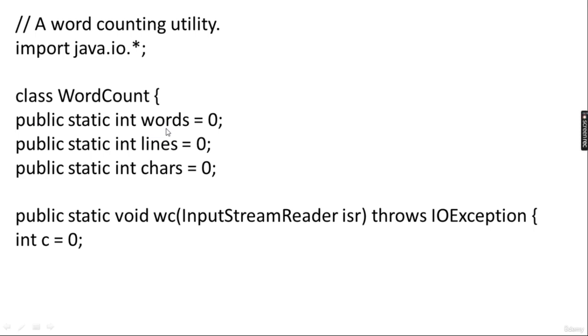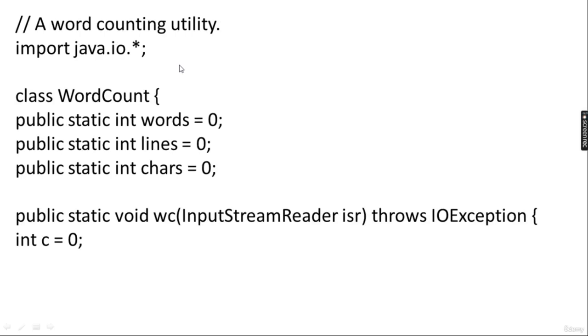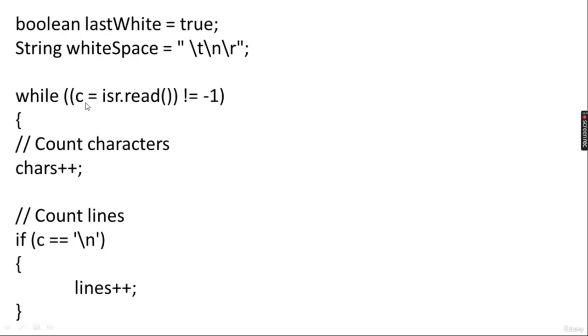Okay. So the word count example is given. public static int words, lines, and characters. Then wordCount(InputStreamReader isr) throws IOException. c is equal to 0. Then lastNotWhite is equal to 2 bytes, with the whitespace characters space, \t, \n, \r. Okay. Unless isr.read encounters the end of the input, we are counting the characters.